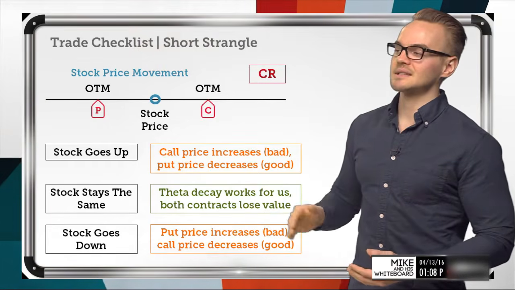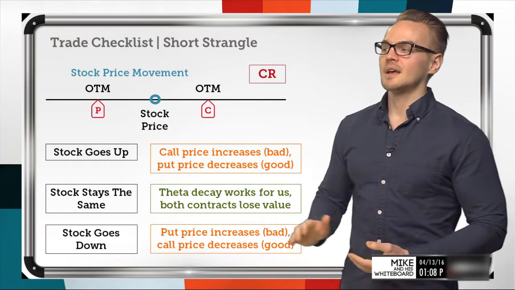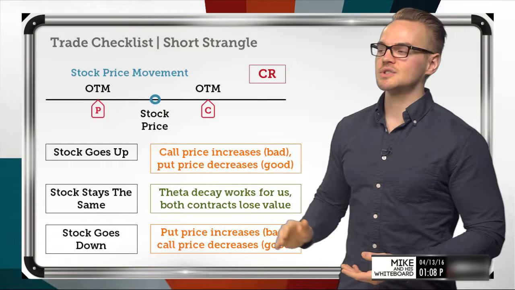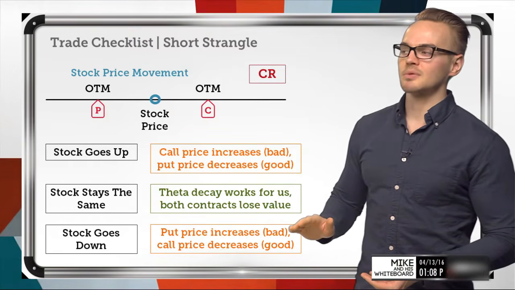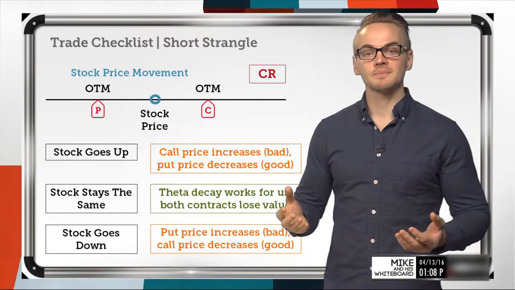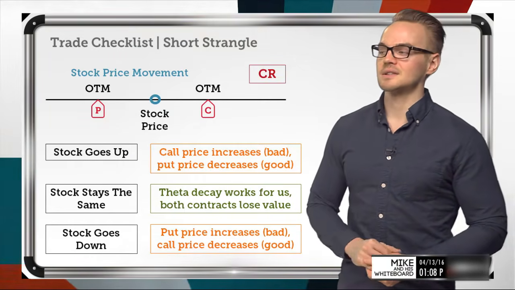So this is the best case scenario here, where both contracts would lose value over time. If the stock price goes down, it's just the opposite from when the stock price goes up. So our put price will increase, which is of course bad since we're sellers of these options. But our call price will decrease, and that's good.